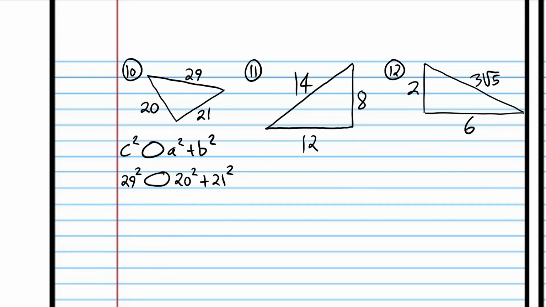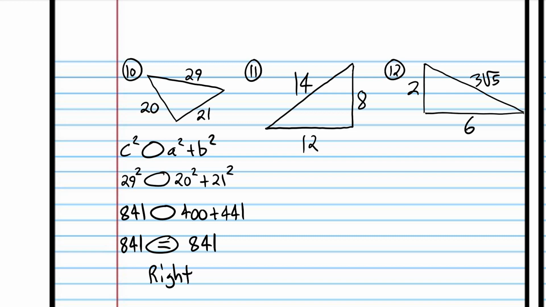And if we get my calculator out, 29 times 29 is equal to 841. And 20 squared, that's pretty easy, that's 400. And 21 squared, that's equal to 441. If you add those together, you get 841. So you can see that these two numbers are equal. So the triangle is a right triangle. So if you got that answer, good job.